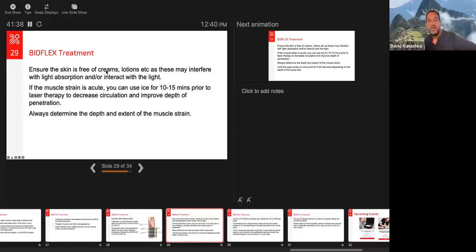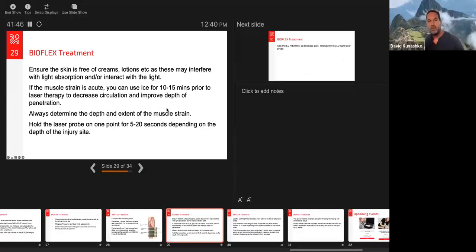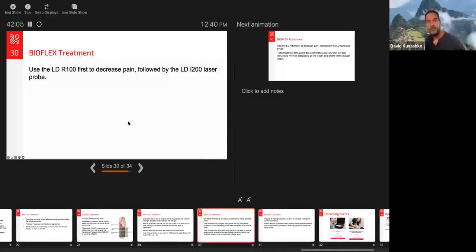So always determine the depth and extent of the muscle injury that you're dealing with to visualize how deep you need to go. Therefore, you might hold the laser probe for 5 or 6 seconds or 15 or 20 seconds per point, depending on how deep. The deeper your target, the longer you're going to hold that laser probe in place.